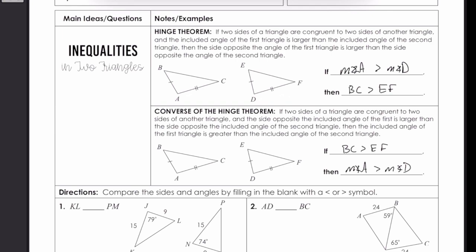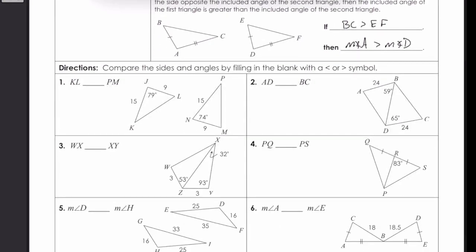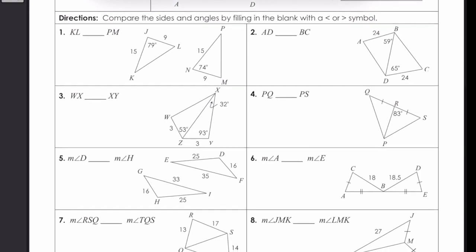And so we call this the hinge theorem. Think of a hinge on a door. If the door is opened wider than a door next to it, the gap between the door and the door frame will be bigger on the wider open door than the smaller open door. And so we can compare the sides and angles by filling in the blanks with a greater than or less than symbol.